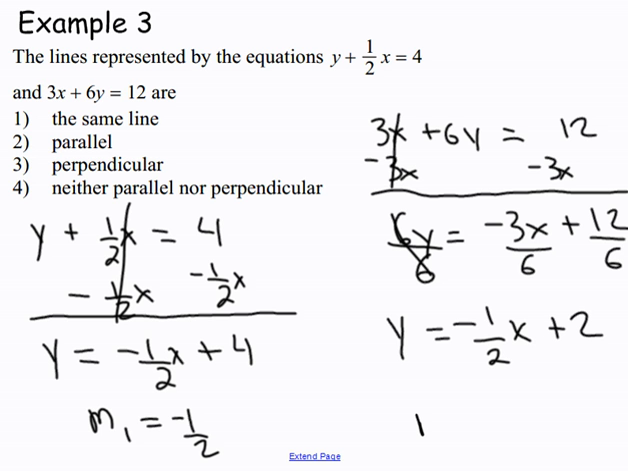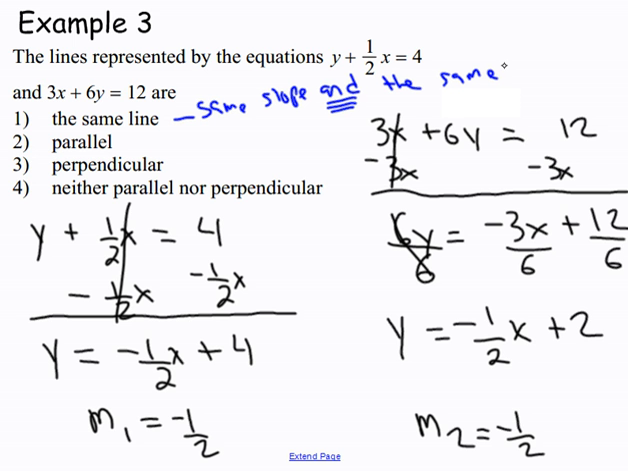So what's the slope of line 2? The slope of line 2 is negative 1 over 2, which is the same slope as line 1. Does that mean that they are the same line? No, because for them to be the same line, they have to have the same slope, and that's important, the same b or y-intercept. And they don't have the same y-intercept. This has a y-intercept of 2, this has a y-intercept of 4. So it's not the same line. They are not the same line.